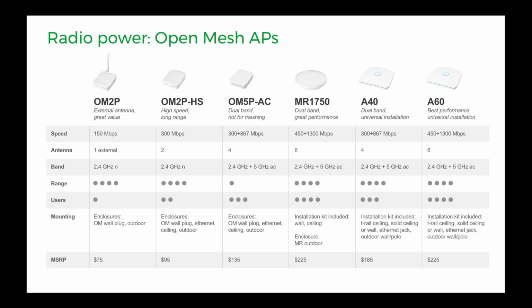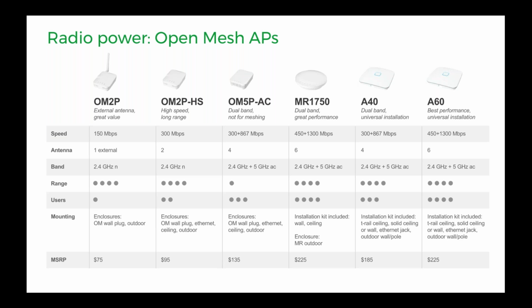But then the OM5PAC model, that's designed for smaller deployments. It's the dual band 802.11ac, so it's fast, but the radio power isn't nearly as high as the other models. So it's designed for individual rooms going through maybe one or two walls, or an open area of about 1,000 square feet or less. And then the MR1750, A40, and A60 models all have about that same 500-foot range on 2.4 gigahertz, but their 5 gigahertz bands will be a little bit less.